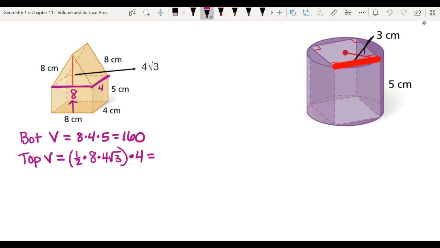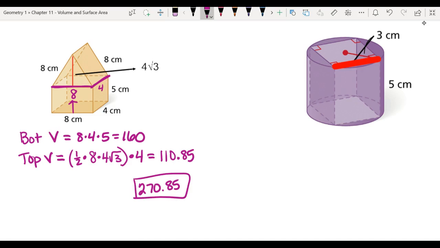Okay. When you plug this in your calculator, you're literally going to do 1/2 times 8 times 4 square root of 3, so you have to know how to plug that in, times 4. Okay, and you're going to change that to a decimal. So 0.5 times 8 times 4 square root of 3 times 4 gets me 110.85. And then what did I say you're going to do with those two? Add them. So when you add them, you get 270.85.